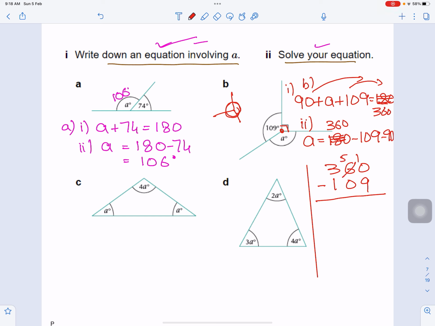So borrow. 10 minus 9 is what? 1. 5 minus 0 is 5. 3 minus 1 is 2. Now once you get this answer, now subtract 90 from it. Okay, stepwise. 1 minus 0 is 1. 5 minus 9 is not possible. We will borrow from here. It is 15. So 15 minus 9 is 6, and then 1. So your answer of A is 116. Take a moment to see whether you understood this or not.